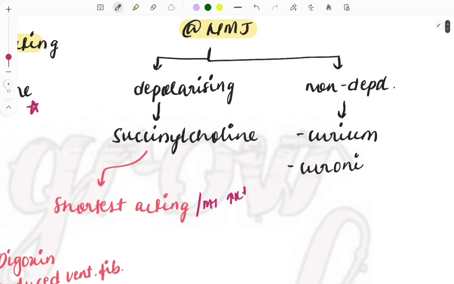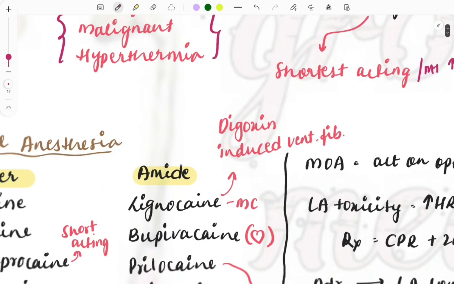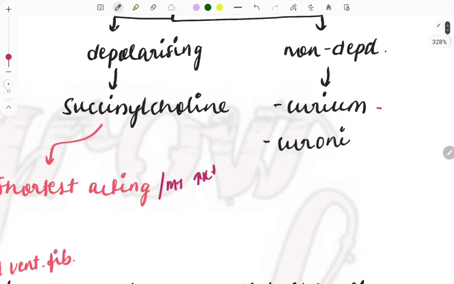Then the non-depolarizing drugs end with curium and curonium, for example tubocurarine, and then the curonium drugs, which are pancuronium and pipecuronium. The important differentiating factor which you must remember is that curium drugs increase the release of histamine, and curonium drugs are not associated with histamine release. So curium drugs are avoided in case of bronchial asthma.